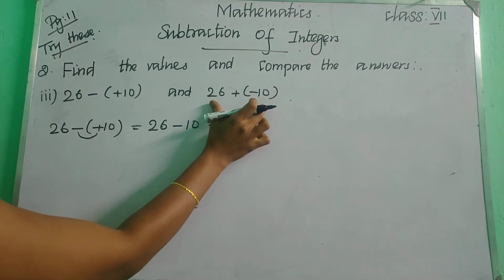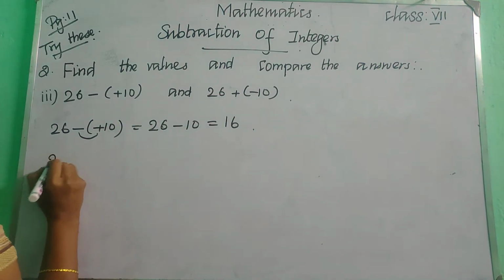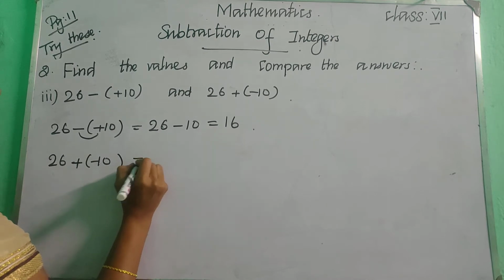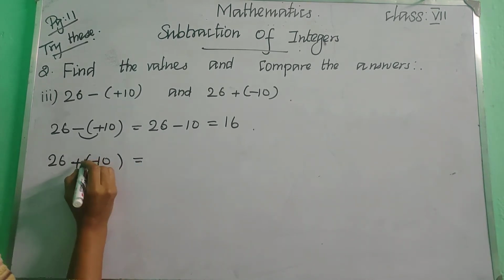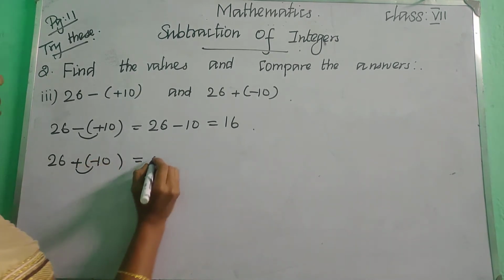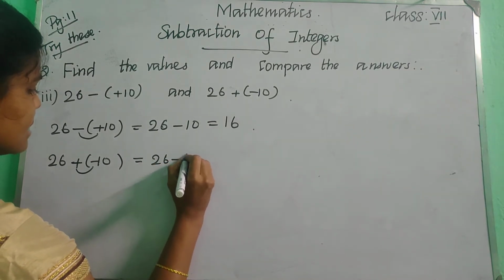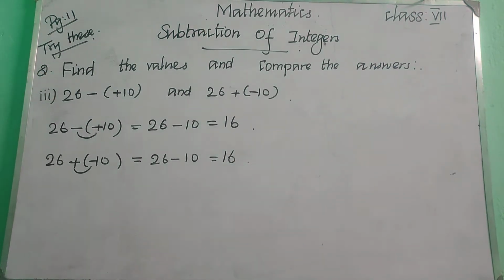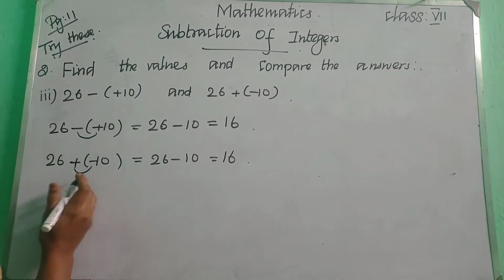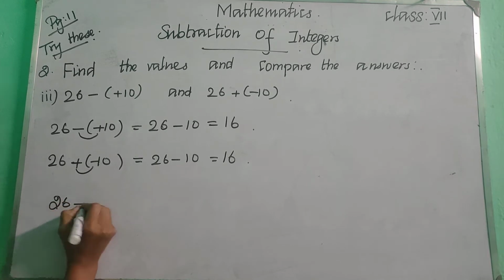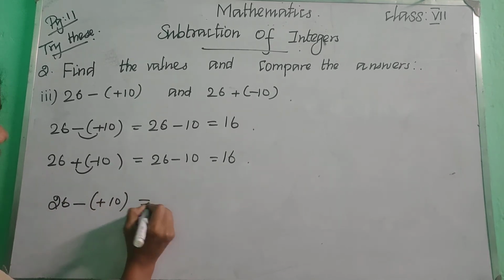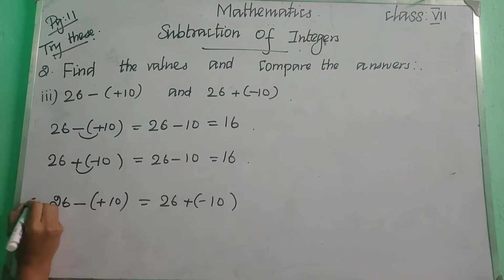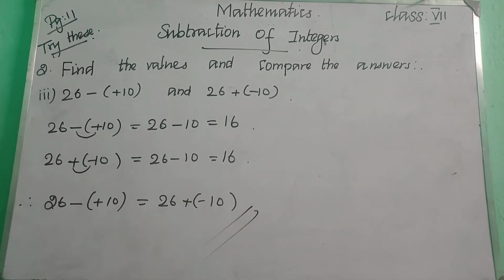And then see this one, 26 plus minus 10. So what will you get? 26 minus 10. So here also we are having plus and minus. So 26 minus 10, the same answer, 16. So we got both the answers the same. So 26 minus of plus 10 equals 26 plus of minus 10. Therefore, these two are equal.